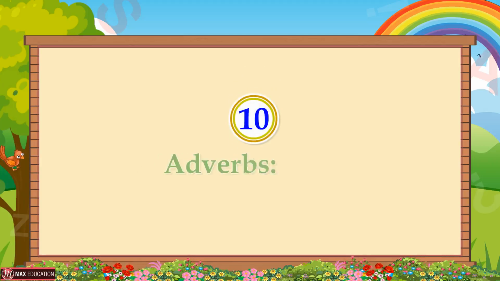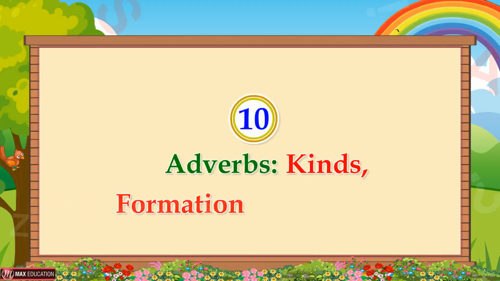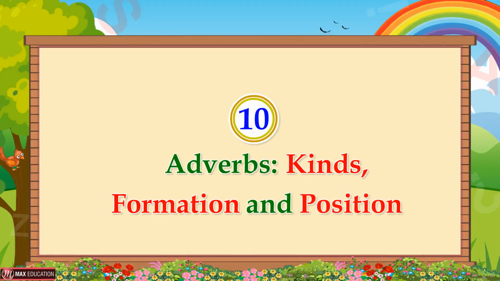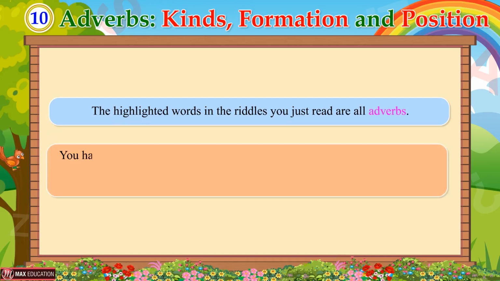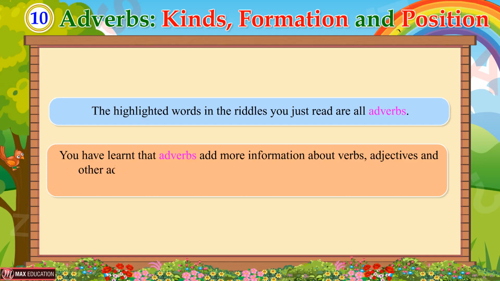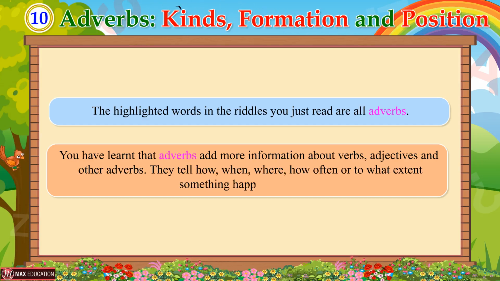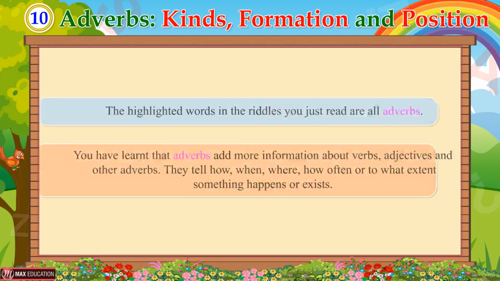Chapter 10. Adverbs, Kinds, Formation and Position. The highlighted words in the riddles you just read are all adverbs. You have learned that adverbs add more information about verbs, adjectives and other adverbs. They tell how, when, where, how often or to what extent something happens or exists.